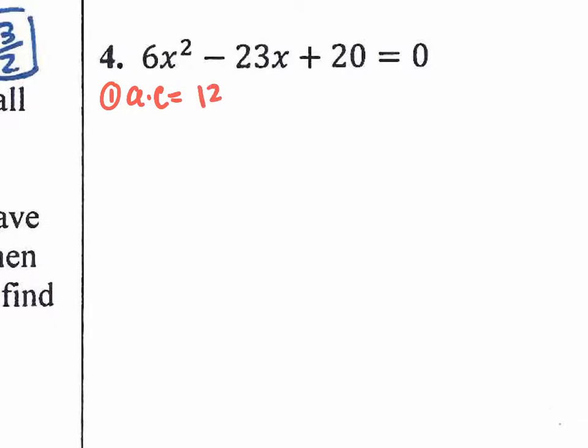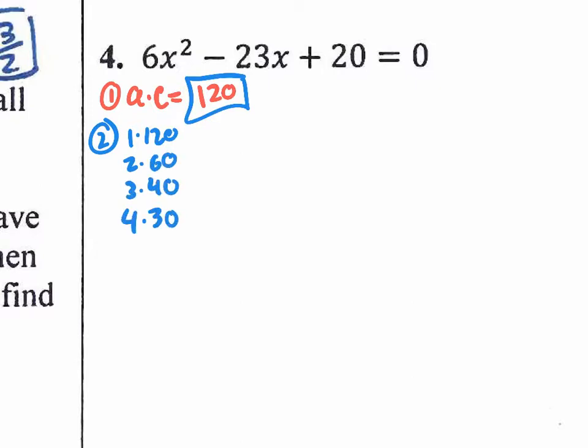That's 120. By the way, your first step should always be trying to pull out a GCF, but right here there's nothing in common, so we actually have to jump right into it, a times c. So that's 120. So step 2, let's make a list of the multiples of 120. So I want to go 1 times 120, 2 times 60, 3 times 40, 4 times 30, 5 times 24, 6 times 20. Man, this is ridiculously long. 7, it's not going to work.